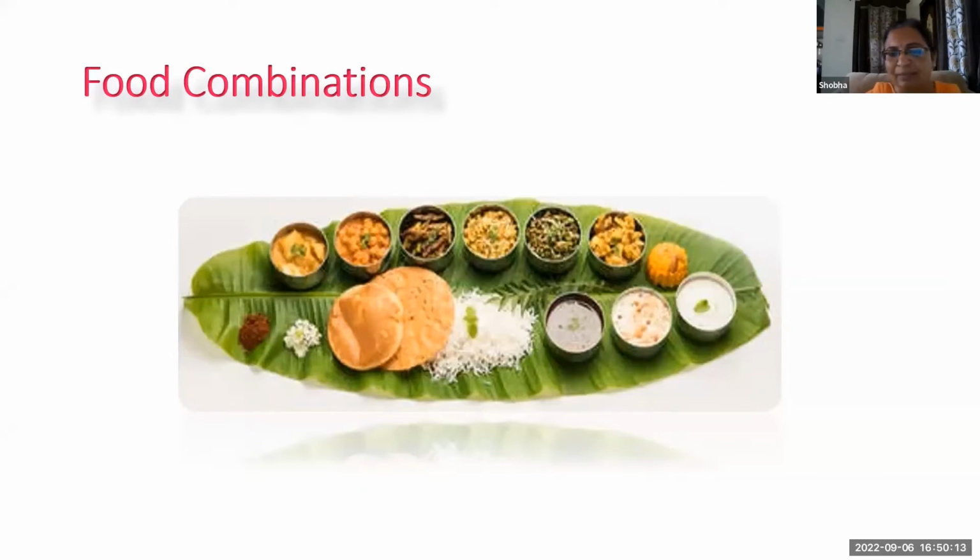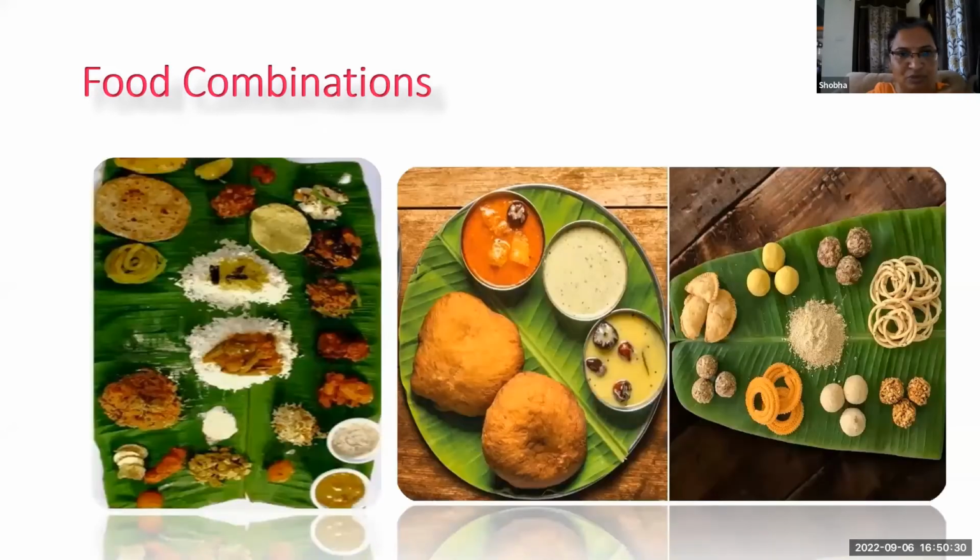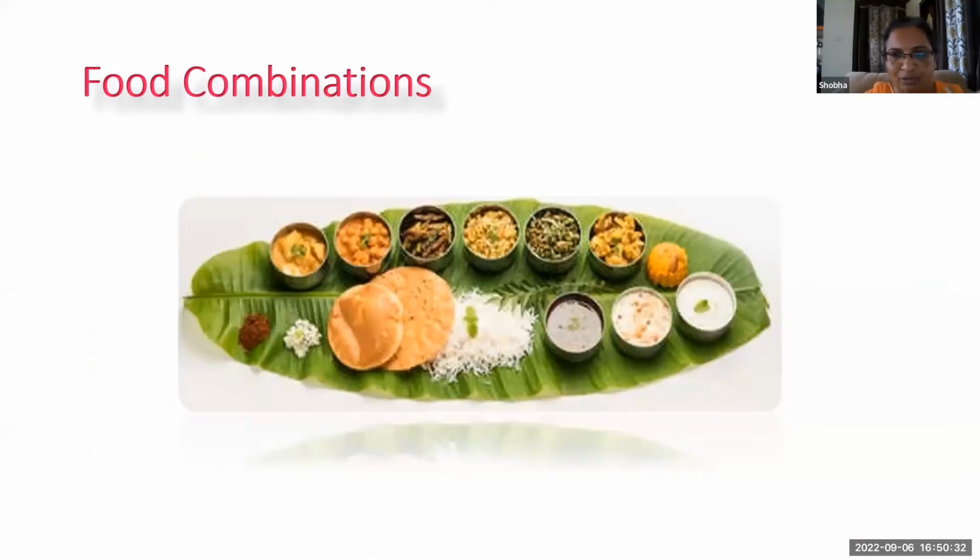So balancing a meal, adding variety and preventing monotony can make you enjoy your meal also. You don't feel sick or diseased. And on top of it, you will be able to control your diabetes, weight, and hypertension also. So this is an appropriate combination where you have food from all the 5 food groups.